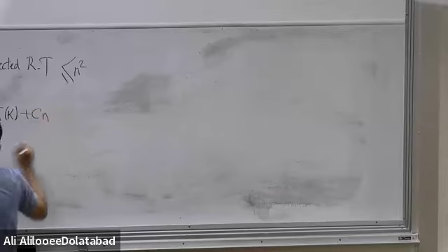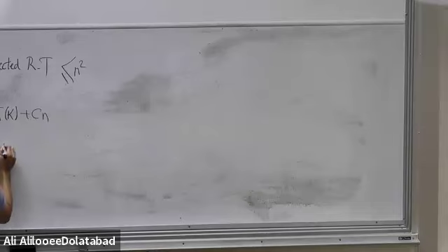Okay, so let's see what we have here. You have a recurrence like this, Tn equal to T of k plus cn, and then K is chosen randomly out of these numbers.